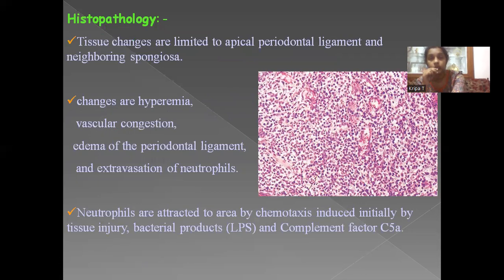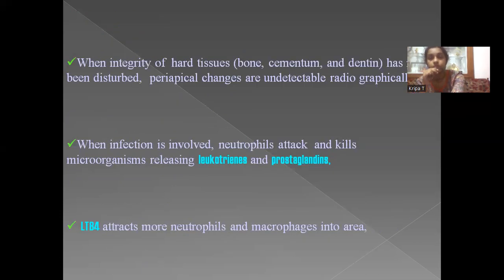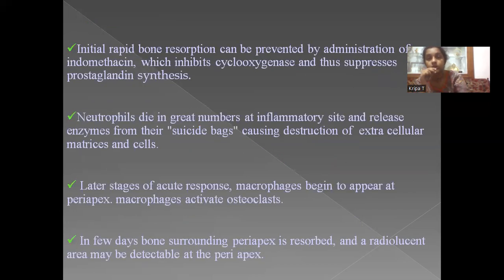Histopathologically, it is an acute condition. You can see the acute inflammatory changes here with a lot of neutrophils. The integrity of the hard tissue has been disturbed. Periapical changes are becoming detectable on the radiograph. When infection is involved, neutrophils will go on releasing a lot of mediators, and that's what is creating the destruction.